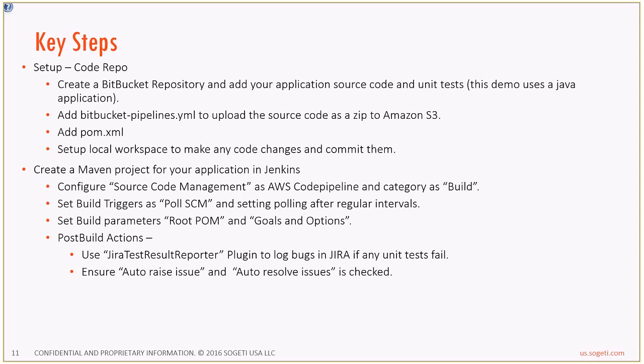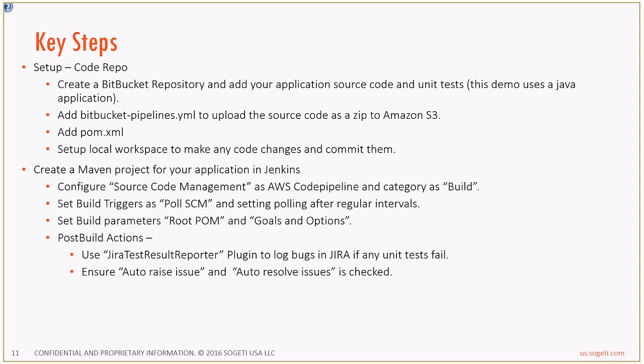After that, we need to ensure that we set a build trigger to poll SCM and also set polling after regular intervals. Along with setting build triggers, we will also set some of our key build parameters. That would be root pom and goals and options. And finally, we will also set up post build actions.